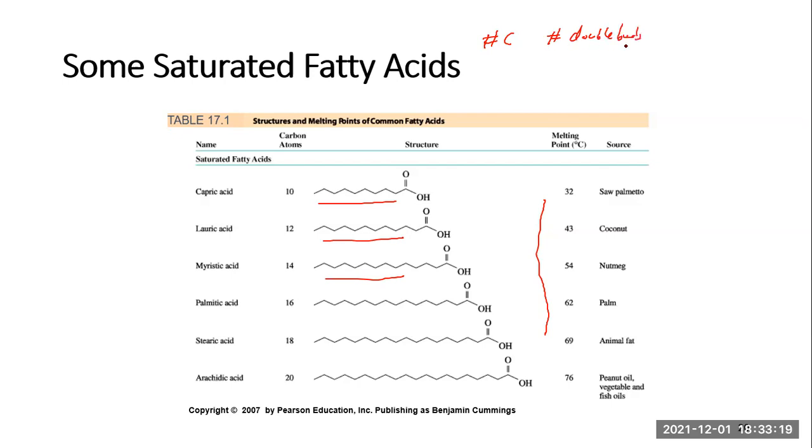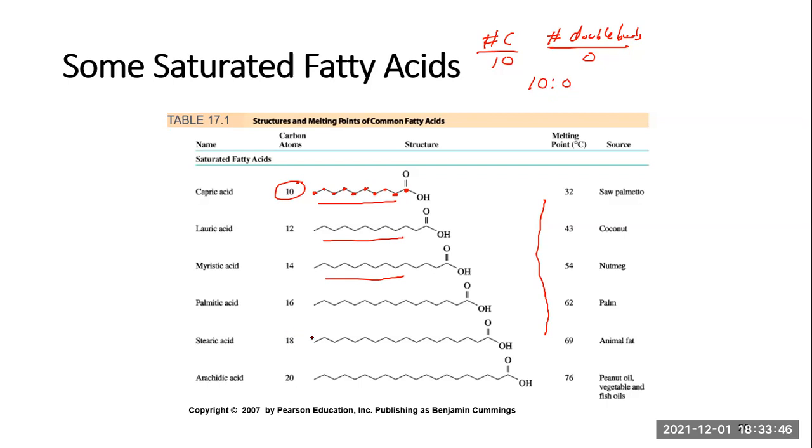So for example, if we looked at this first one here and we counted it like they did there, 1, 2, 3, 4, 5, 6, 7, 8, 9, and you don't want to forget the guy right here, 10 carbons with no double bonds. This is what is sometimes referred to as a 10 to 0 fatty acid. 10 meaning the number of carbons, 0 meaning the number of double bonds.